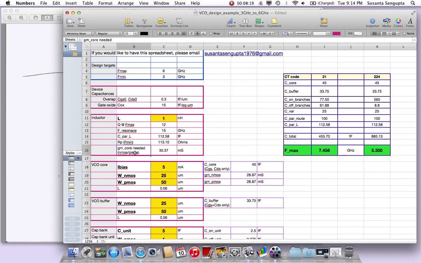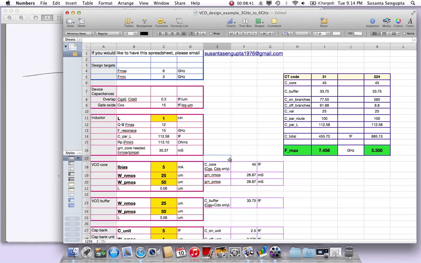Because if you just design it for the edge, this is hand calculations, it's not really going to cut it. You need to have a little margin. So the margin I'm putting here is, I'll just go ahead and double it up. So I probably needed about 18 millisiemens. Rather than that, I just said I'm going to do 36 millisiemens as the GM that is needed for each of them, like the PMOS and the NMOS of the core.